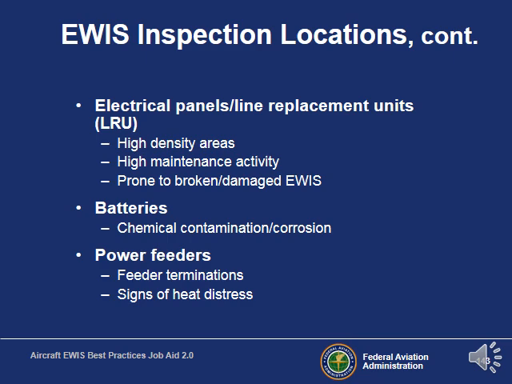Line replaceable units, those are constantly being removed and installed on the aircraft. So with all that removing and installing, it also provides potential for damage. Batteries, there's chemical contamination and corrosion around those. And then power feeders. There's a lot of electrical energy going through there, so it could heat up really hot, and it's very important to make sure that those areas aren't damaged.